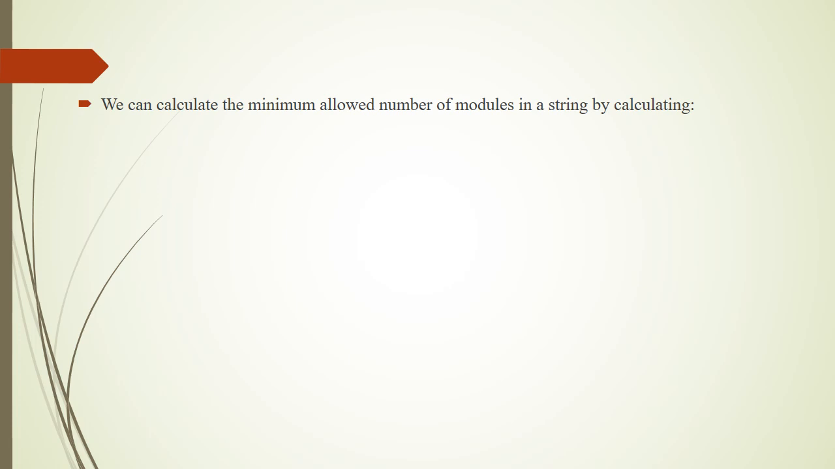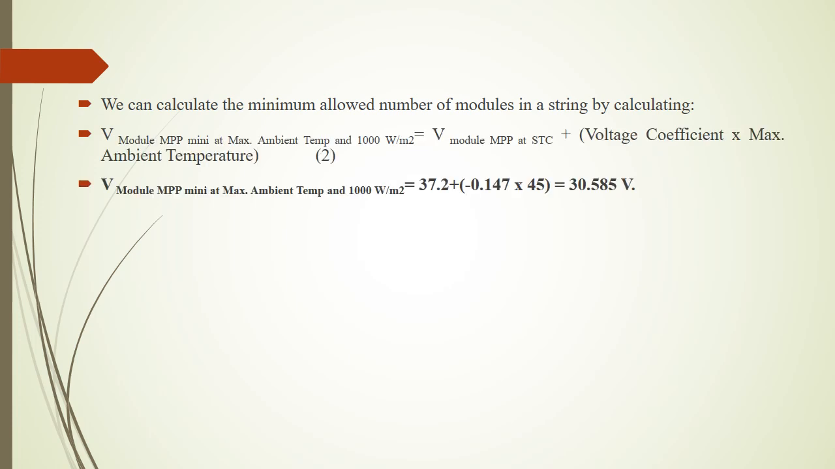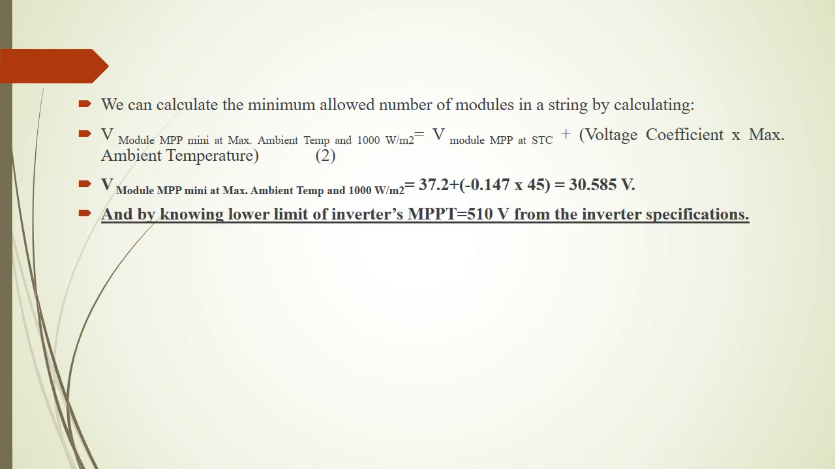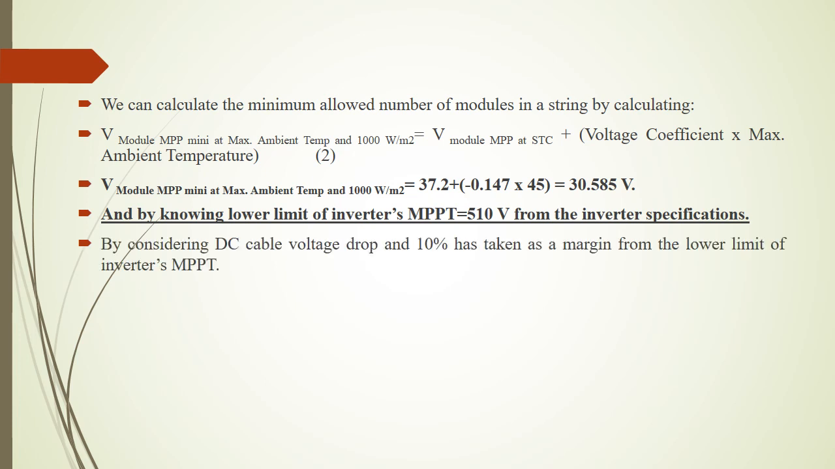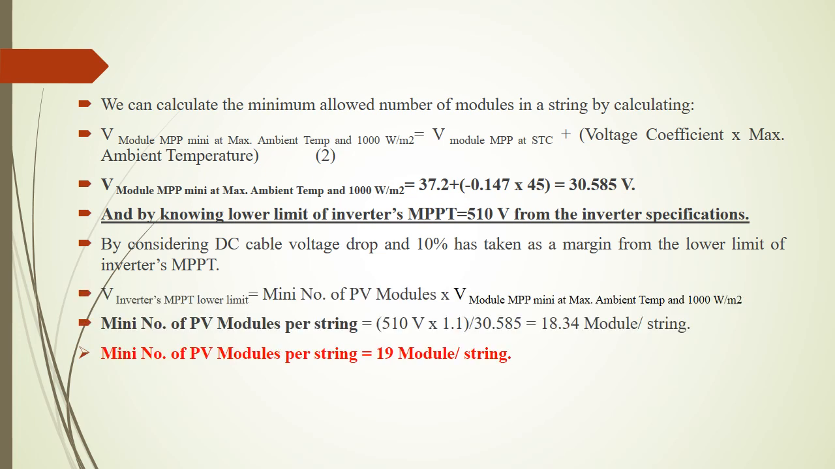So we can calculate the minimum allowed number of modules in the string by calculating the maximum power point voltage of the module at the maximum temperature, and by knowing the lower limit of the inverter from the inverter specification, considering DC voltage drop in the cables and taking 10% as a safety margin from the lower limit of the maximum power point tracker of the inverter, we can find the minimum number of PV modules per string, which is 19 modules.